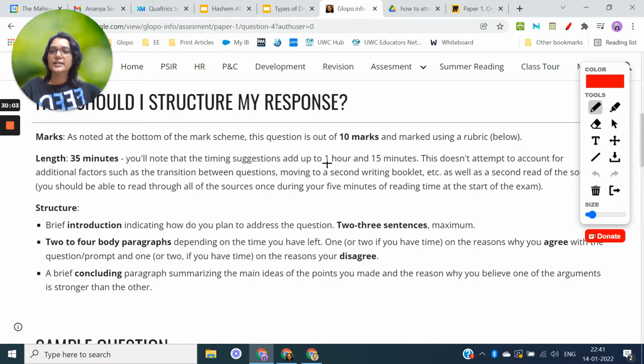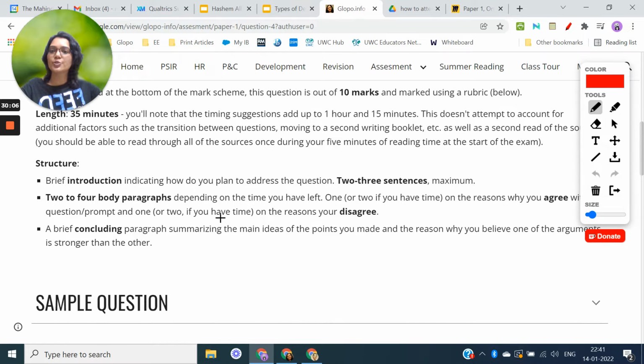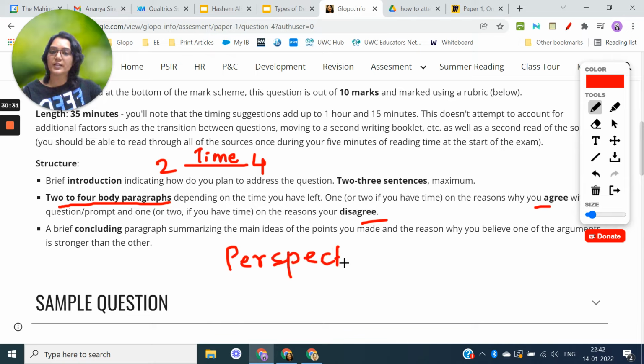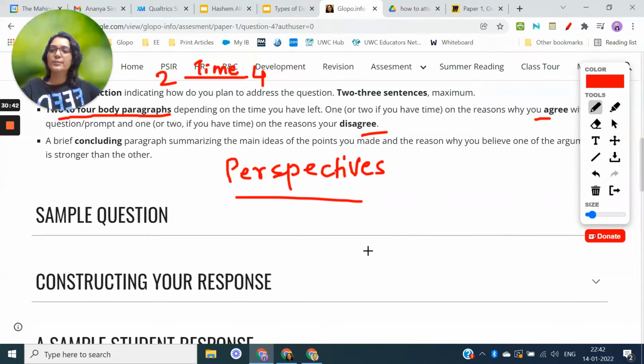All right. 10 marks, 35 minutes, introduction, 2 to 4 body paragraphs. You can use either 2 paragraphs or 4 paragraphs. It all depends on your time. If you have extra time, go for 4 shorter paragraphs. In case you have limited time, you can go for even 2 paragraphs. You need to agree or disagree in the paragraphs. That means you need to explore these paragraphs from different perspectives. Perspectives matter over here. I would be giving you one more formula for this question number 4. Further, a concluding paragraph needs to be there.